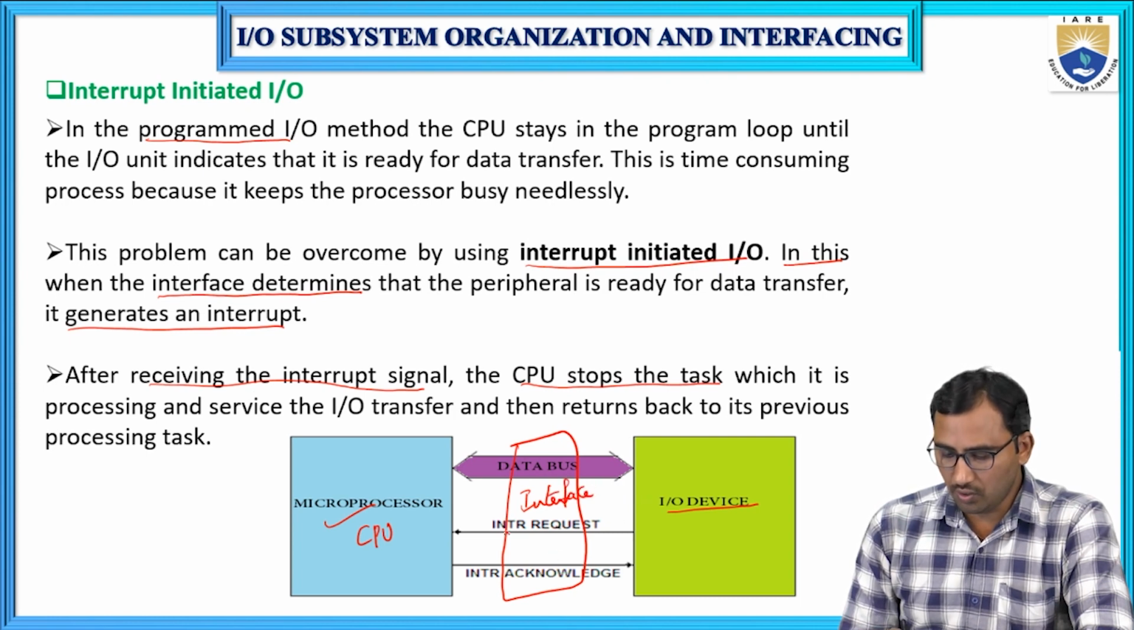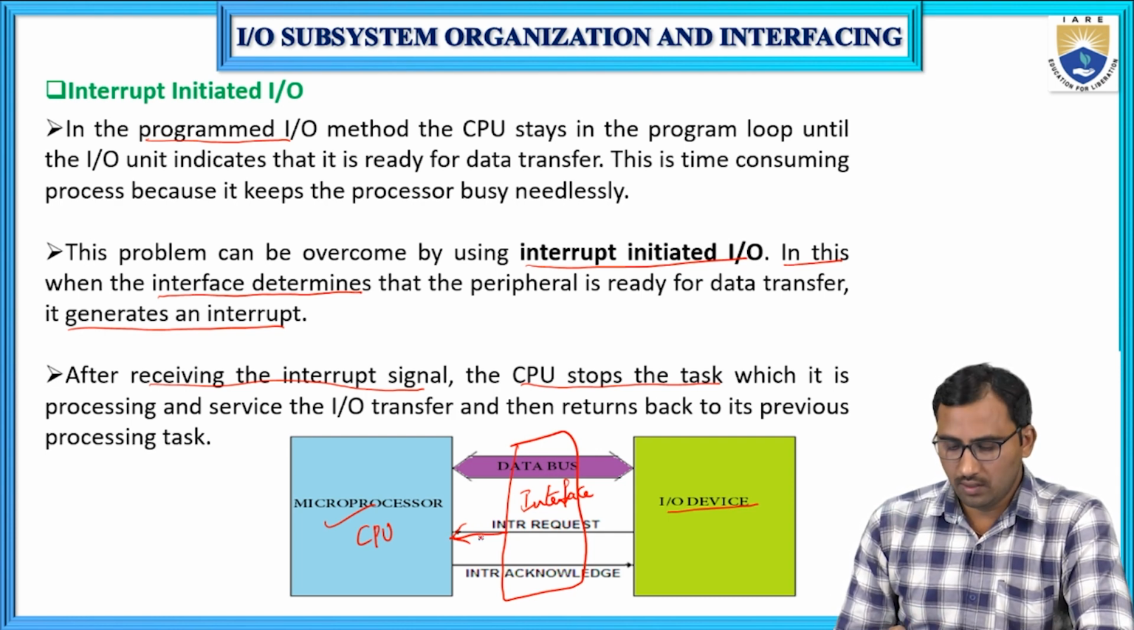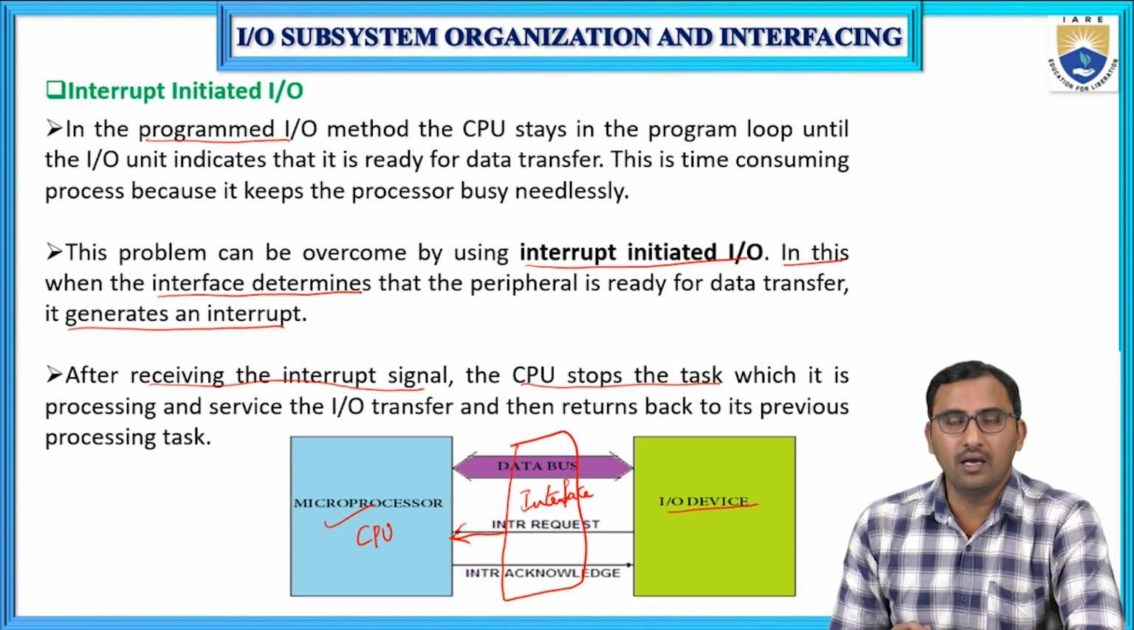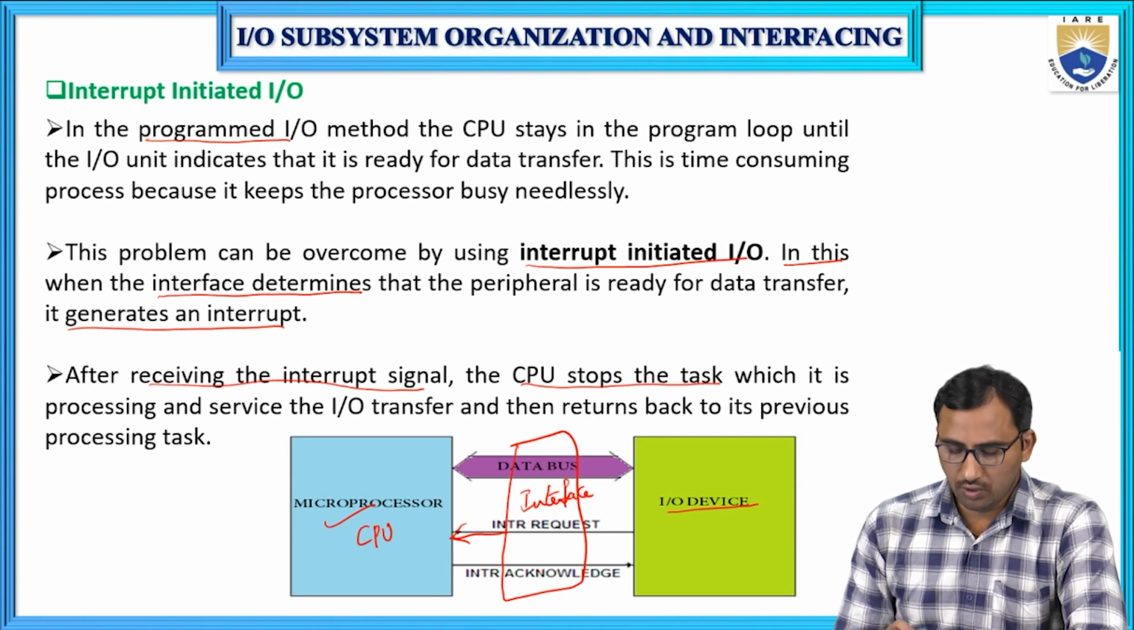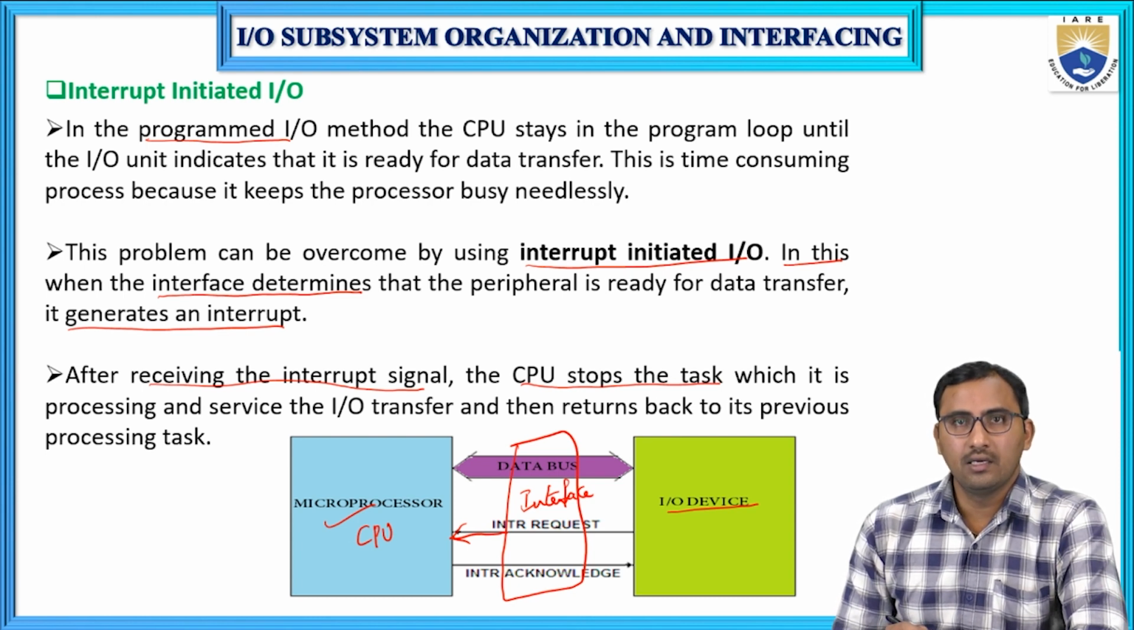Okay. So this interface circuit will generate an interrupt signal. What is an interrupt signal? An interrupt signal is something which breaks the continuity of the processor. Whenever the CPU receives an interrupt, it understands that the IO device is ready to transfer the data, so the CPU stops its currently executing program and gets involved in the data transfer. After completion of the data transfer, the CPU can resume its previous program execution. This is the process of interrupt initiated IO.